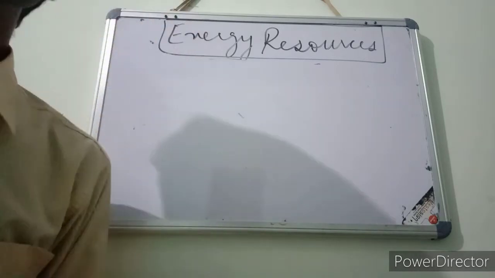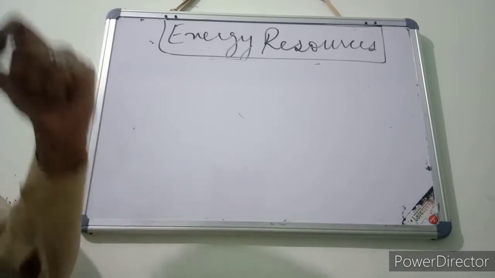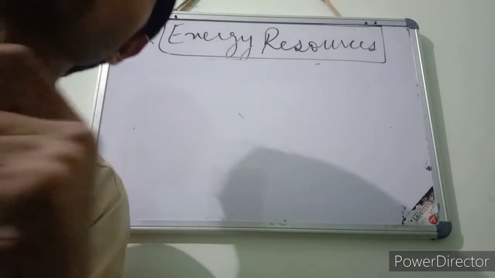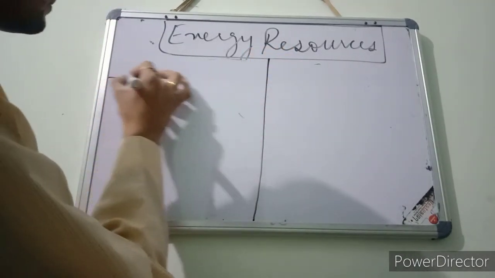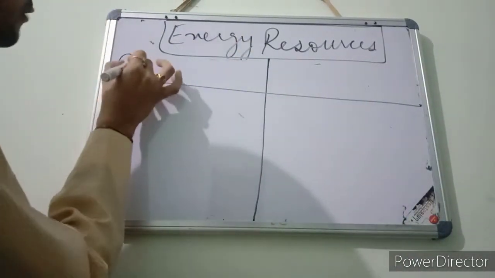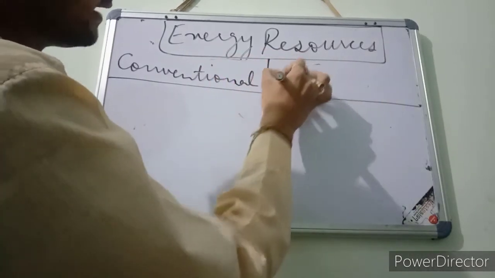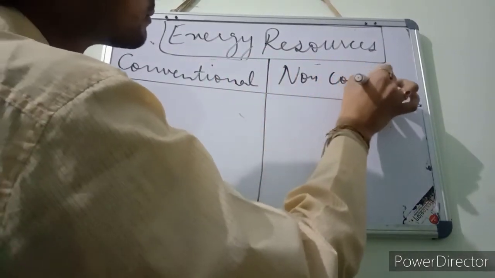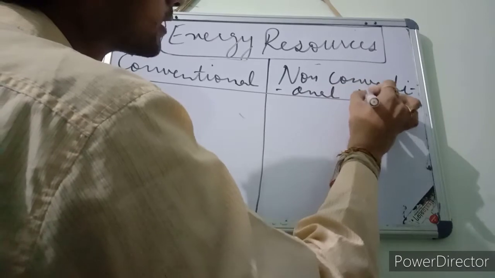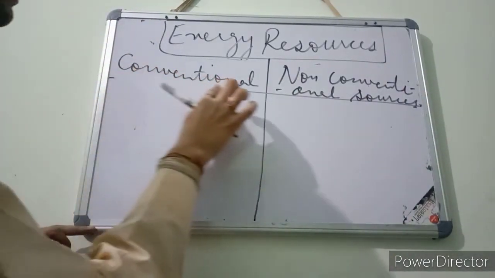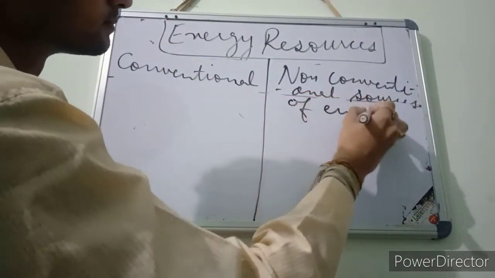ठीक है जी, और करके लिखो. और डिस्टिंग्विश बिटवीन कन्वेंशनल सोर्सेज ऑफ एनर्जी and non-conventional sources of energy. Distinguish between conventional sources of energy and non-conventional sources of energy.